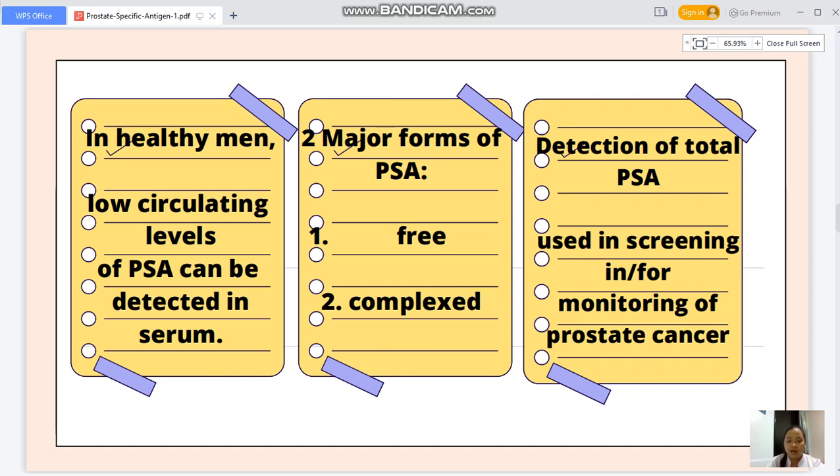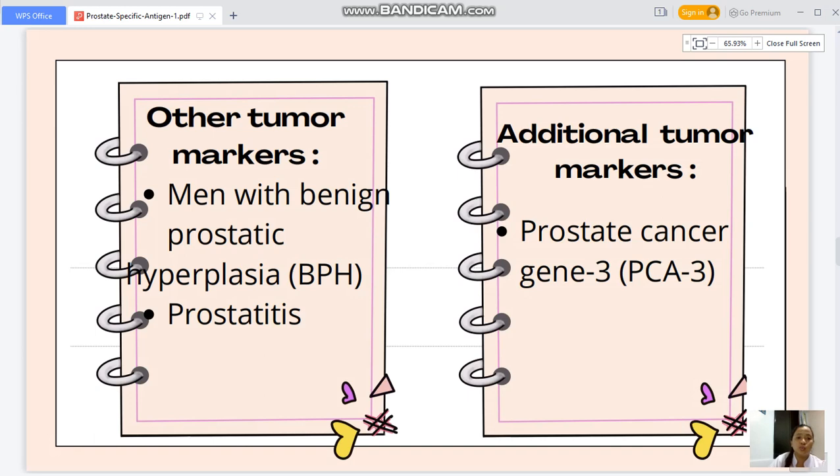First, we have free and complex PSA. The complex PSA test directly measures the amount of PSA that is attached to other proteins, while free prostate-specific antigen can help detect signs of prostate cancer. They measure the level of a biomarker that may indicate the condition. Most of the circulating PSA is complexed to alpha-1 anti-chymotrypsin or alpha-2 macroglobulin. The detection of total PSA has been used in screening for and in monitoring of prostate cancer.